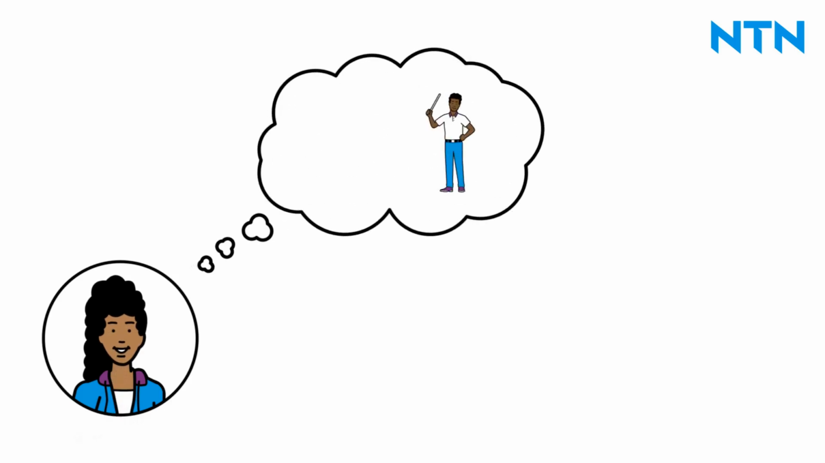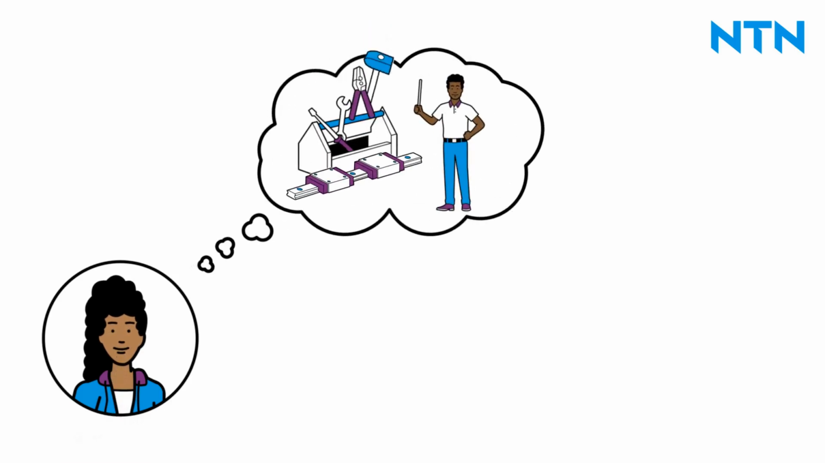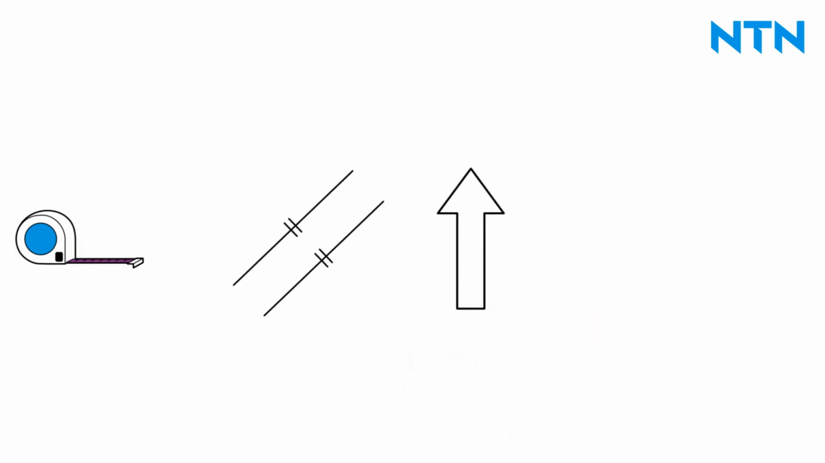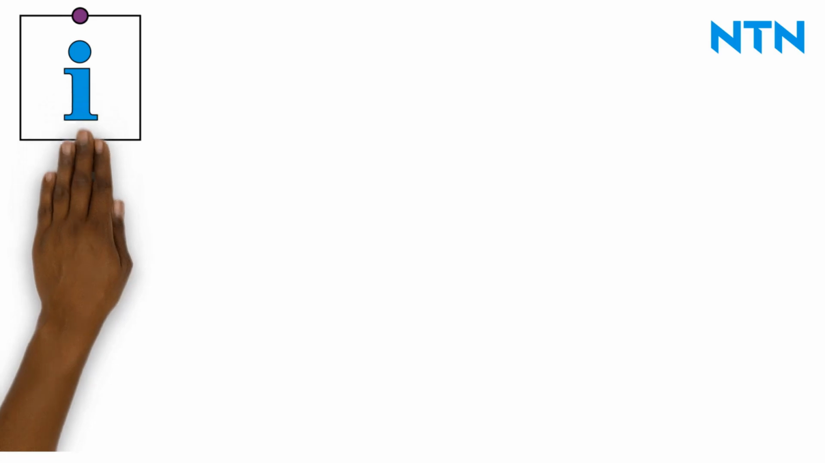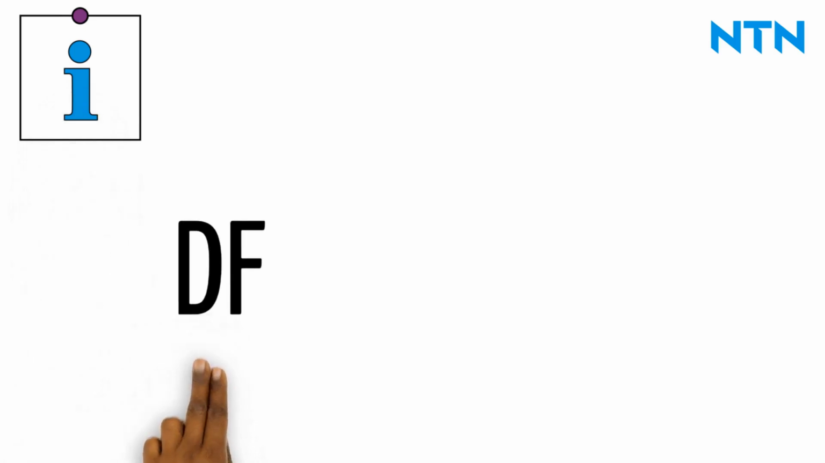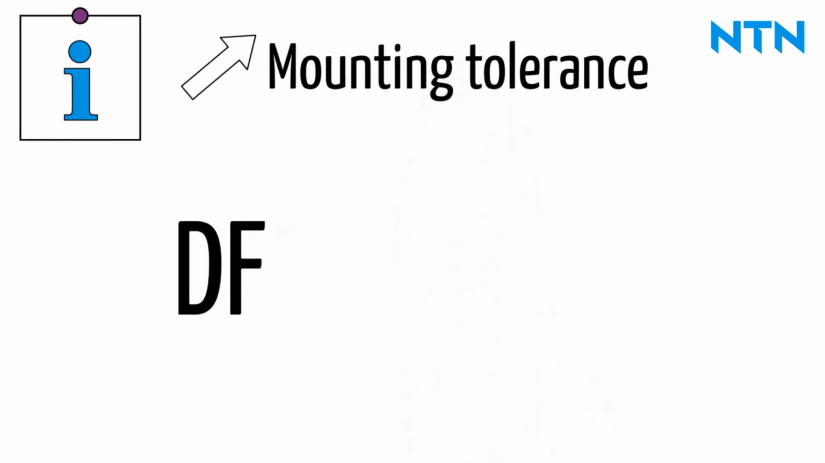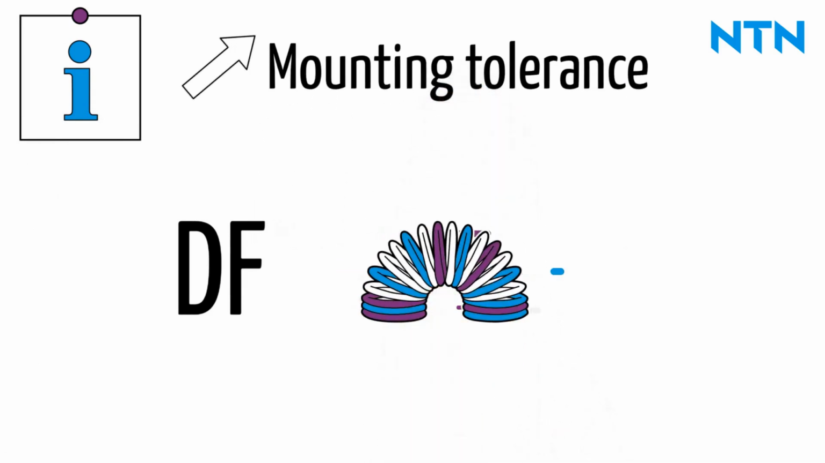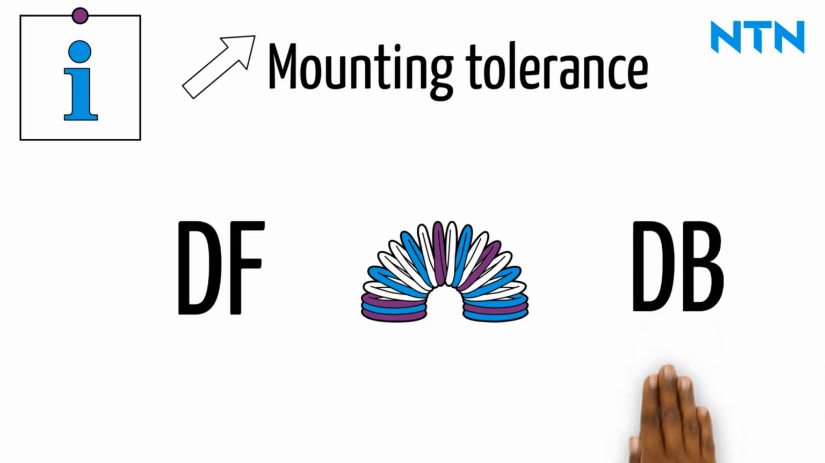Nina adds that the professor discussed the mounting of linear guides at the end of the lecture. There are three different assembly tolerances: the parallelism tolerance, the height tolerance between two rails, and the height tolerance in the rail direction. It should be noted that linear guides with DF arrangement of the raceways have a greater mounting tolerance because they allow more elasticity than linear guides with DB arrangement.